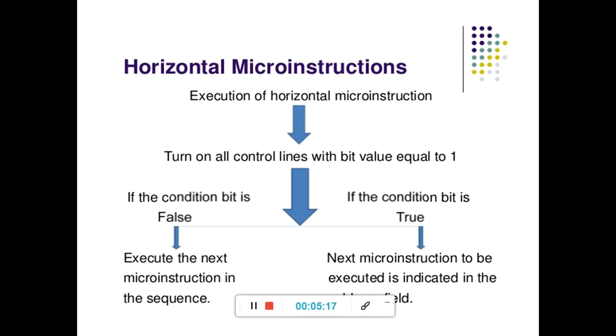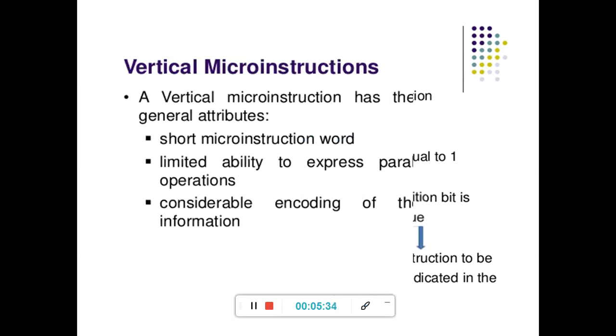If it goes under the false condition, the execution should repeat the sequence. If it is true, the next microinstruction to be executed is indicated in the next field. So it can be stored in the following manner.